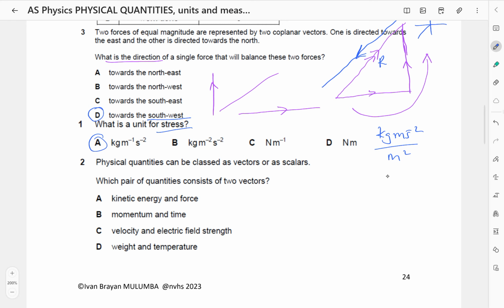Physical quantities can be classed as vectors or as scalars. Which pair consists of two vectors? This is a scalar. This is a scalar. This is a scalar. So the answer is C. Although electric field strength was removed from AS, electric field strength is a vector quantity.